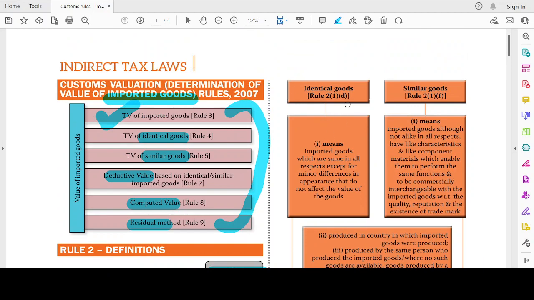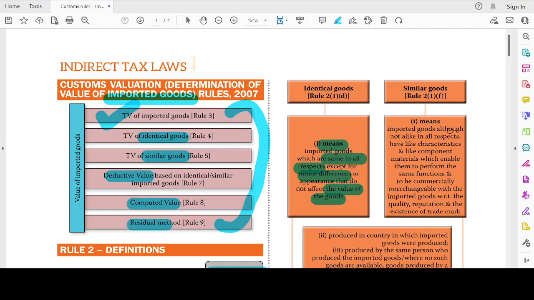Identical goods. Identical goods means imported goods, it's a 'means' definition, so it is an exclusive definition, which are same in all respects, except for minor differences in appearance that do not affect the value of the goods. It is very much the same, only small differences are there, which do not affect the value of the goods.